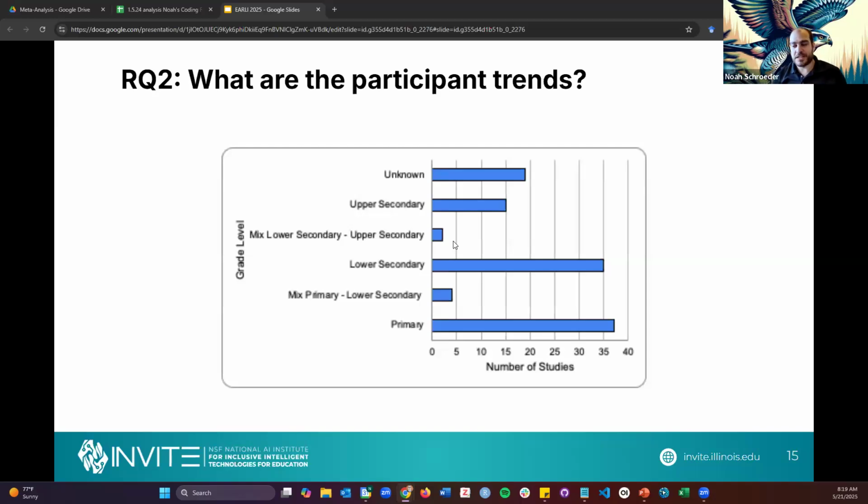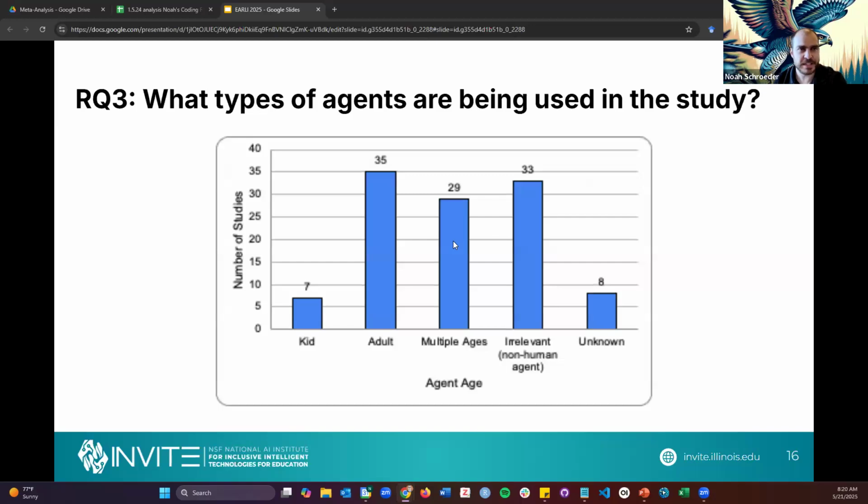In terms of participant trends, this is one that I found quite interesting personally, mostly because I didn't know what to expect when we started coding. But as you can see, the vast majority of the studies took place with primary students, which would be K through 6 in our coding scheme. And then the second highest amount was with secondary education, which was grades 7 and 8. It might have also included 9. I don't remember the coding scheme off the top of my head. I was expecting that it was going to be with older students, so I was quite surprised to see it was with younger students.